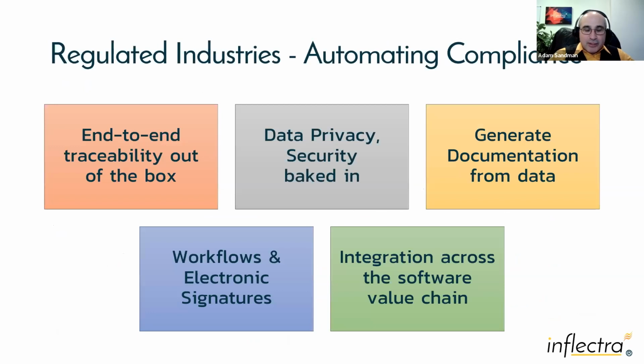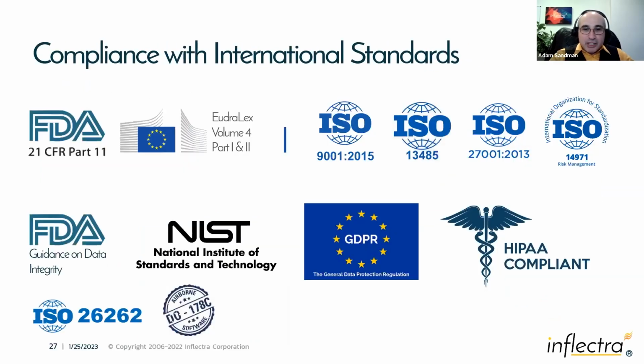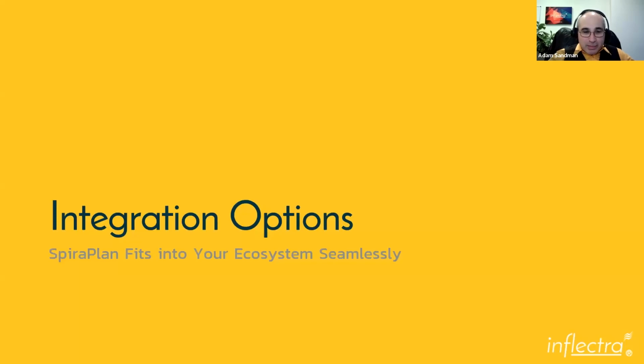And I've mentioned this already about the different industries we support, but these are some of the standards that we do comply with, various different ISO standards, 21 CFR Part 11 for medical devices, the NIST standards for security, GDPR, we can host your data in Europe or other countries depending on your privacy rules that you need to follow. We are fully HIPAA compliant. We also support the 26262 automotive standard and the DO178C standard for airborne aviation systems. So these are just some of the standards that SpiraPlan will help you comply with. And of course, as I mentioned, SpiraPlan does fit into your ecosystem seamlessly.